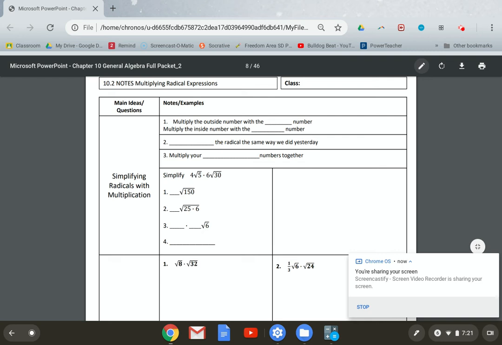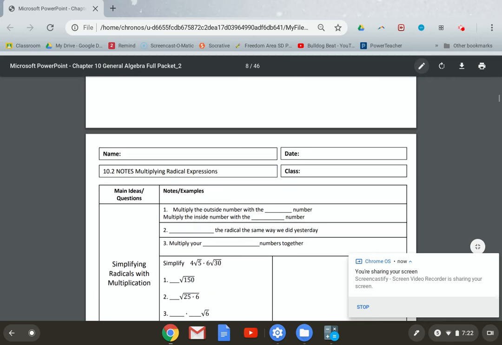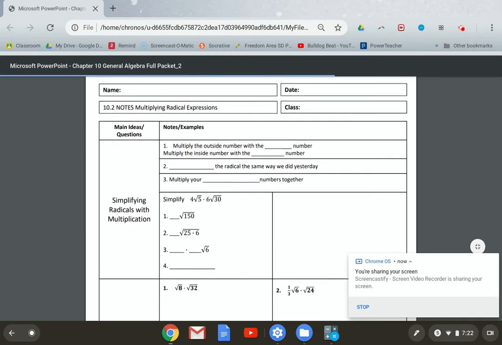Hey everybody, we're going to move on to section 2 of chapter 10, and we are on multiplying radical expressions.